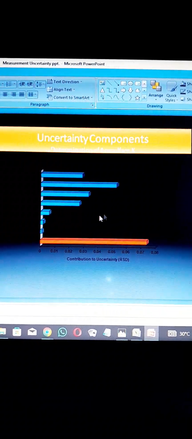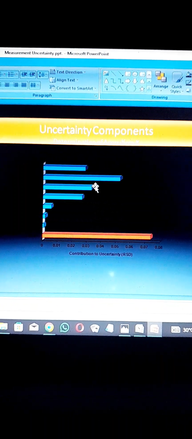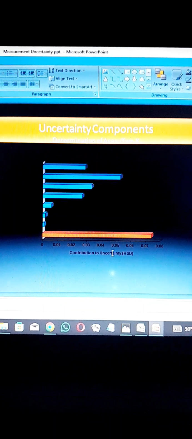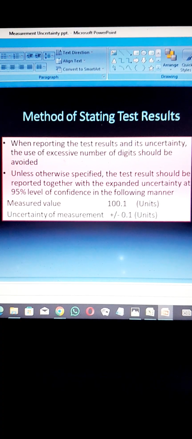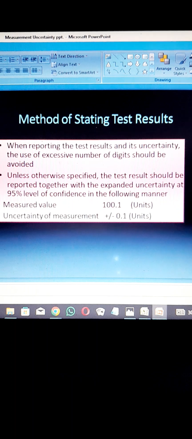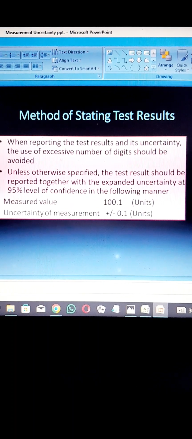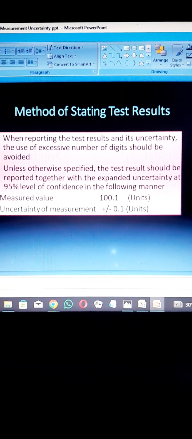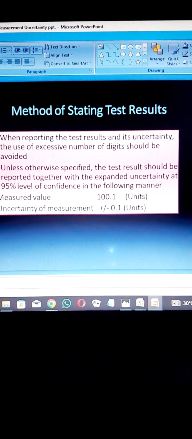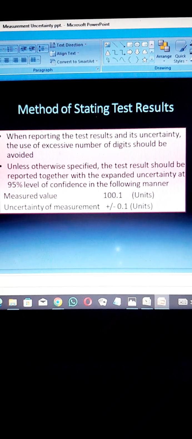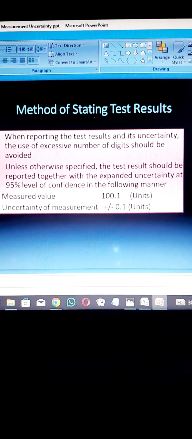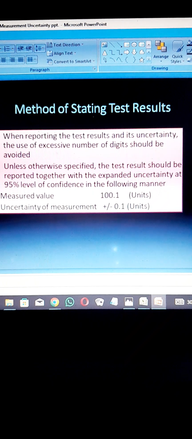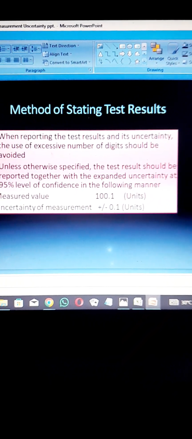Then come to uncertainty components. Here is the contribution to the uncertainty, RSD. Here is the graphical representation of uncertainty components. Then come to the method of stating test results. When reporting the test result and its uncertainty, the use of an excessive number of digits should be avoided. Unless otherwise specified, the test result should be reported together with expanded uncertainty at the 95% level of confidence in the following manner. For example, measured value is 100.1 units, uncertainty of measurement is plus minus 0.1 units.